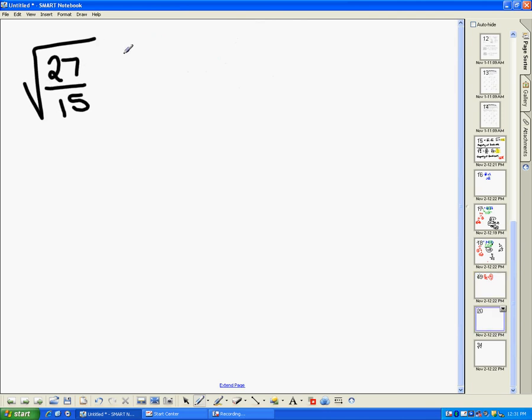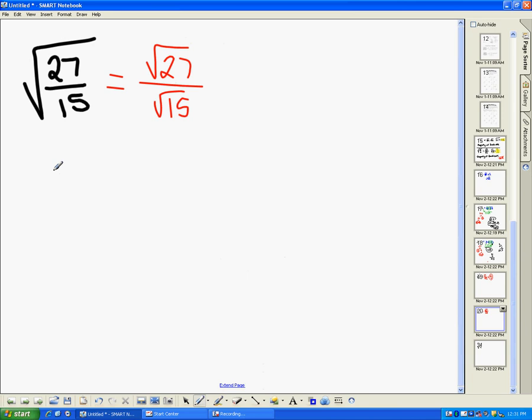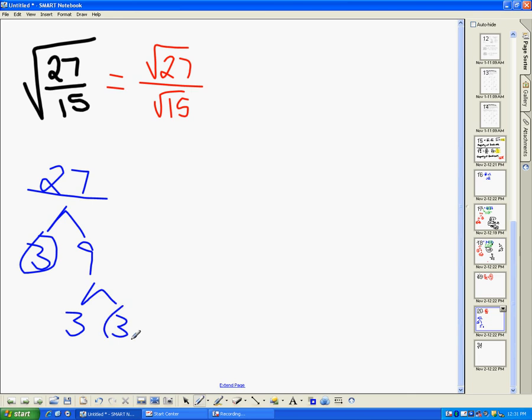All right, this one we have the square root of 27 over 15, so that's the same thing as the square root of 27 over the square root of 15. This is now going to be like two separate problems, okay? So let's do the square root of 27 first. 27 is equal to 3 times 9, just like we did already. 9 is equal to 3 times 3. So I circle it, I'm done. So that means this is equal to the square root of 3 times 3 times 3.